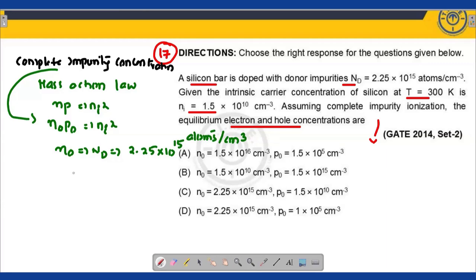And p0. The value of p0 is also pretty important, my dear students. What is this p0? This p0 is the hole concentration. Therefore, p0 equal to ni square by n0, impurity concentration, that is equal to ni square by ND.